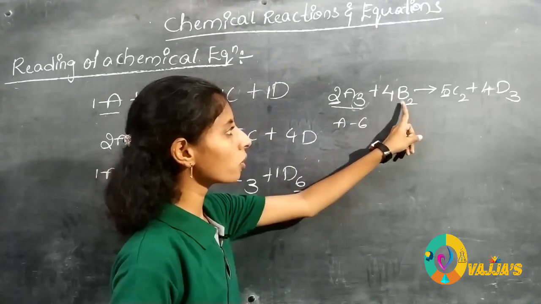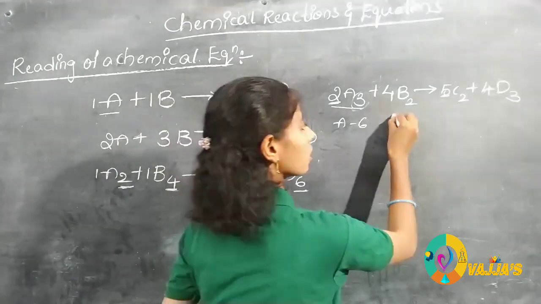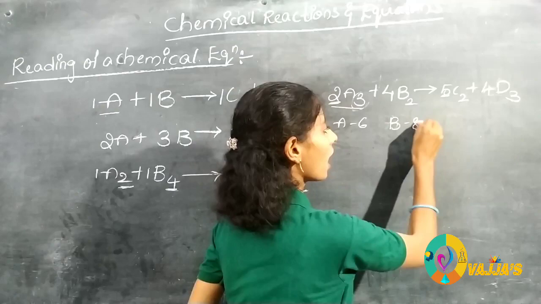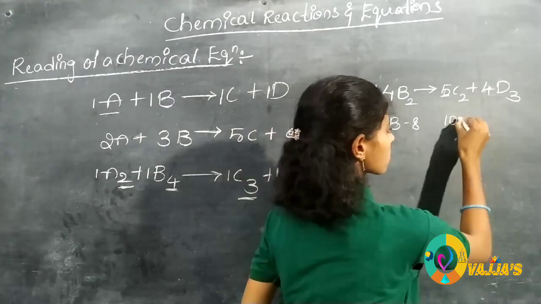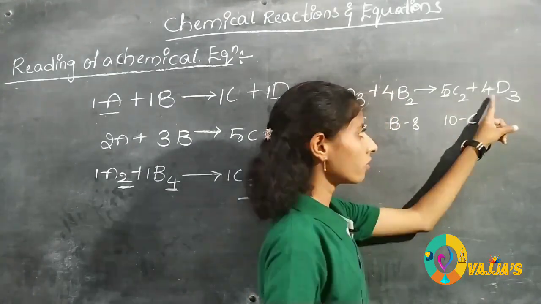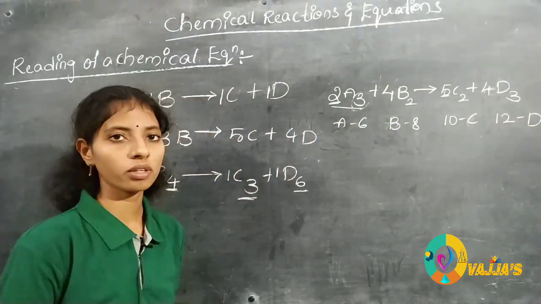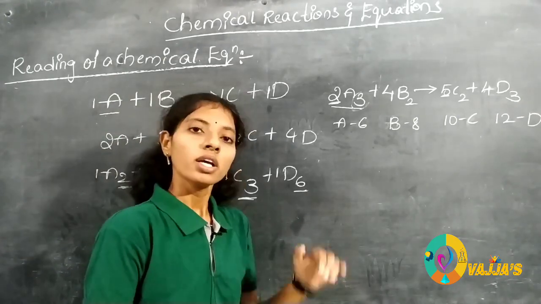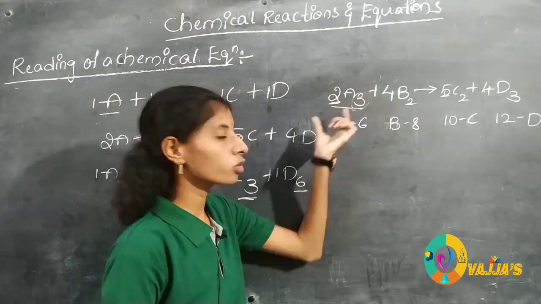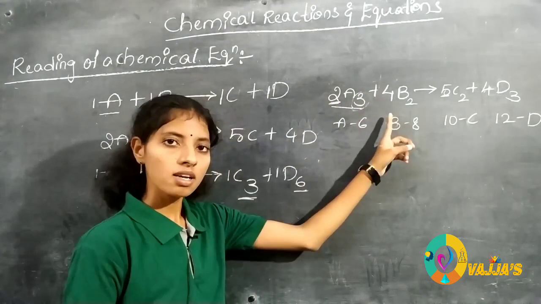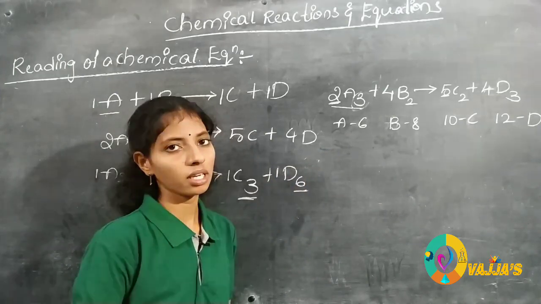Now here we have 4 molecules of B and each molecule of B contains 2 atoms. So in total here 8 atoms of B, and here we have 10 atoms of C, and here we have 12 atoms of D. Remember that in any chemical equation, when we are counting the number of atoms, we have to take the coefficient and subscript. So we have to multiply the coefficient with the subscript. Then we get the total number of atoms present in a chemical equation.